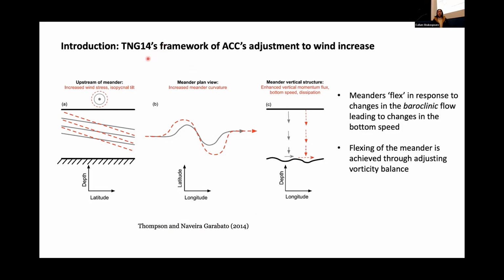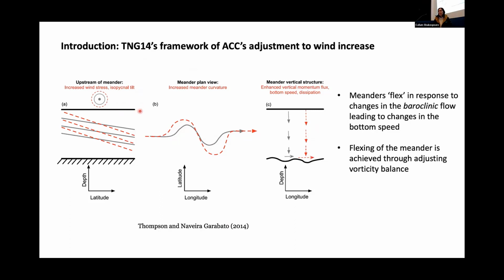In their framework, they suggested if wind increases at the surface, it will steepen isopycnals upstream of the standing meander. That will lead to a stronger mean flow by increasing the flow baroclinicity. And this stronger mean flow will capture a different Rossby wave, forming a standing meander with a larger curvature. As this meander flexes, the eddy momentum flux is found to be stronger, thereby transferring more momentum downwards, leaving the ACC not sensitive to the wind increase at the surface.